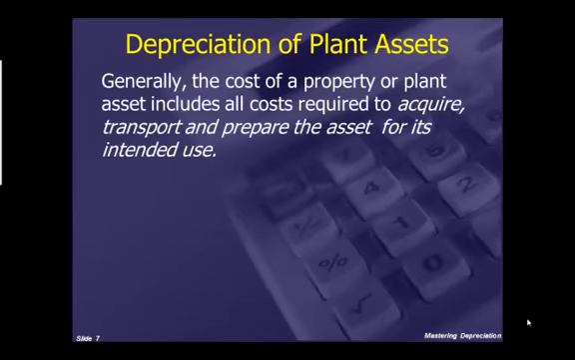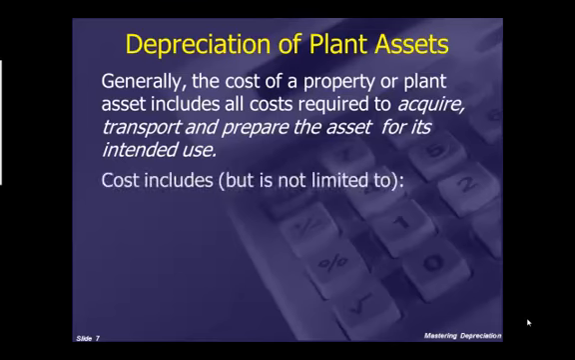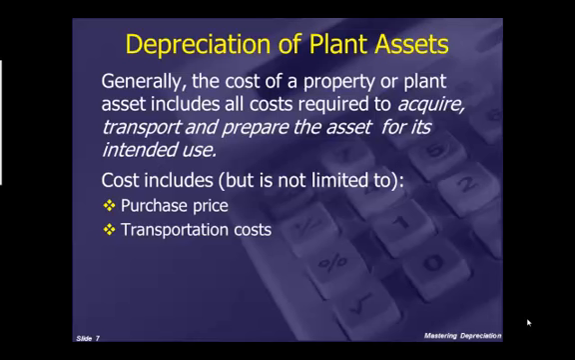Now, generally the cost of a property or plant asset includes all costs required to acquire, transport, and prepare the asset for its intended use. Cost includes, but is not limited to, so this is a general list, the purchase price, the transportation costs to get the plant asset to its intended destination, the installation or the setup costs, and testing the equipment or the property to make sure that it is ready for use.